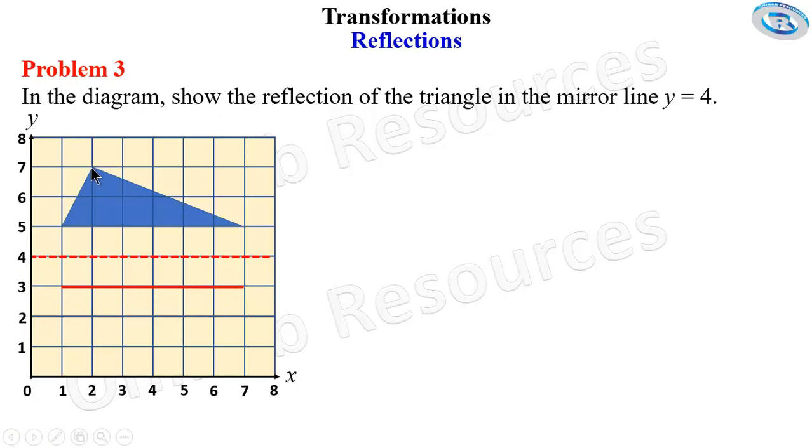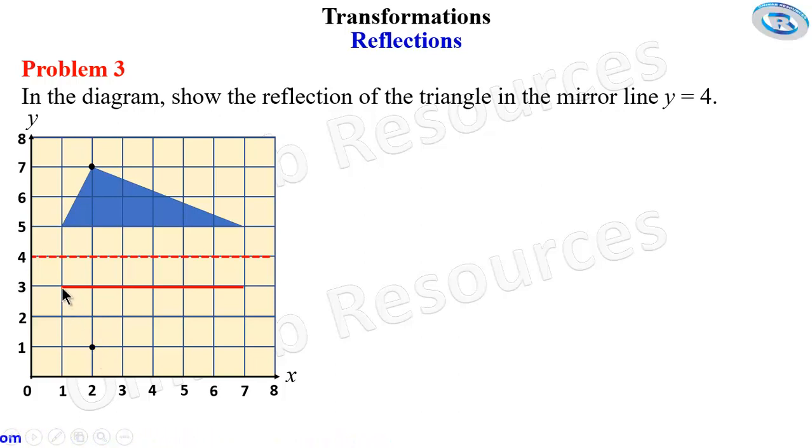Now we go to this vertex, we mark it. This is 1, 2, 3. It is 3 units away from the mirror line. So we are going to count also from the mirror line 3 units. 1, 2, 3. So we have it at this point.